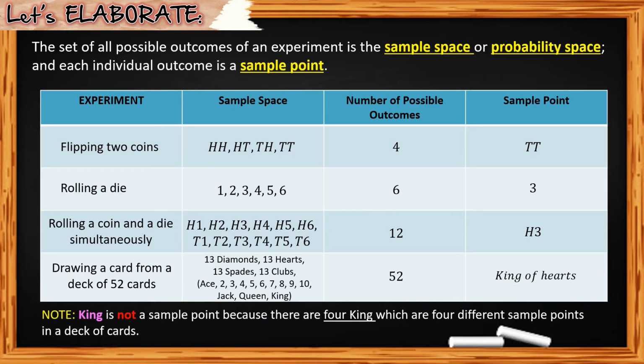Now take note, king is not a sample point because there are 4 kings, which are 4 different sample points in a deck of cards. And a sample point is considered an individual outcome.